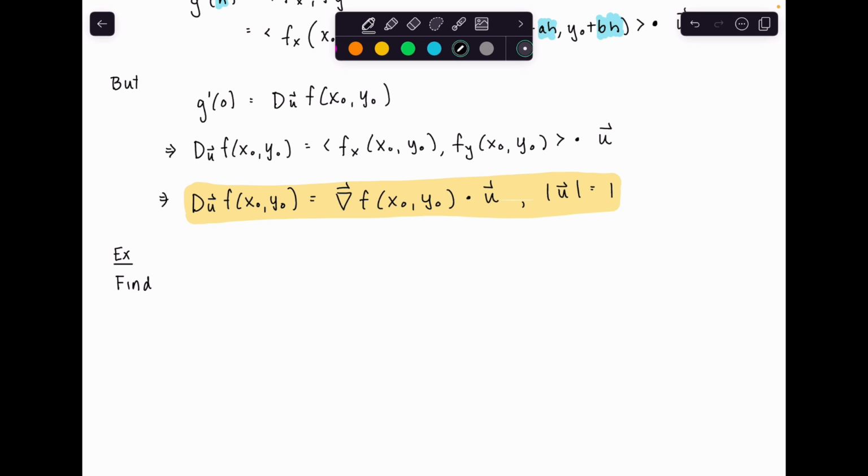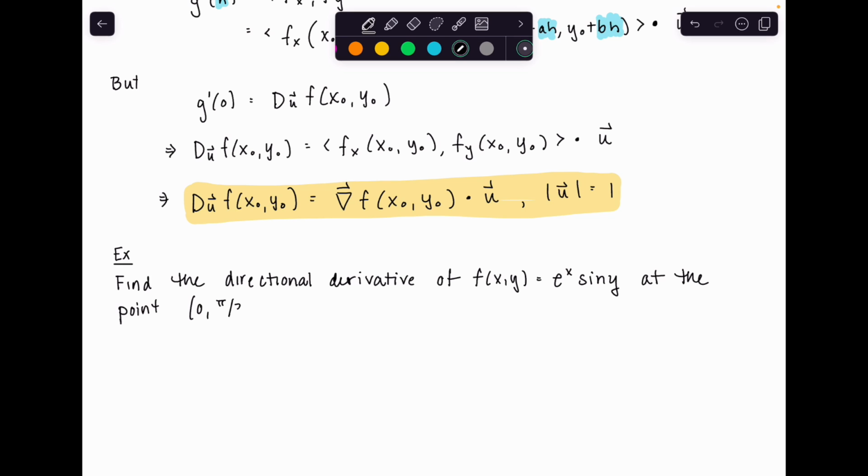Let's find the directional derivative of the function f, which is e to the x sine of y, at the point 0, pi over 3, in the direction of v, which has components -6, 8.